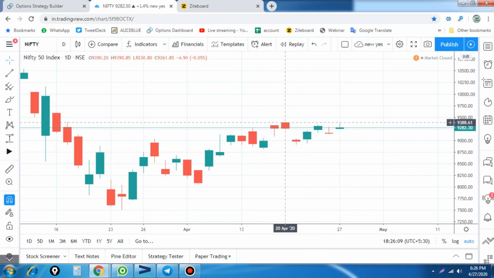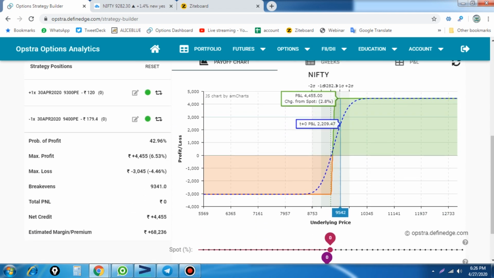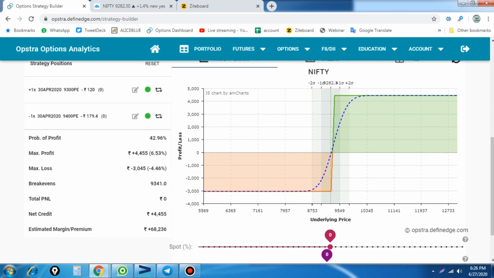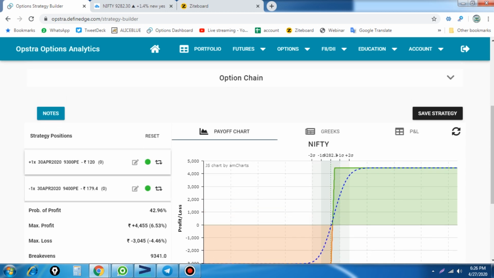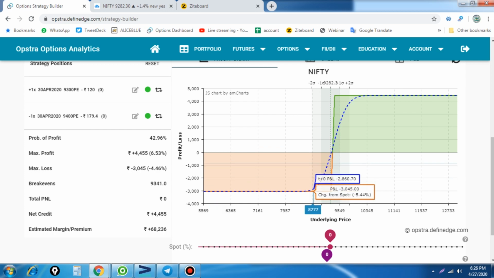Because the recent high of Nifty was 9,390, I can do the strategy over and above the highest price, so it will give me a benefit. And again you see the strategy which is giving you profitability. I shorted the 9,400 put option and took a long on the 9,300, thinking that there will be a downward trend. And again 9,300, just a moment.